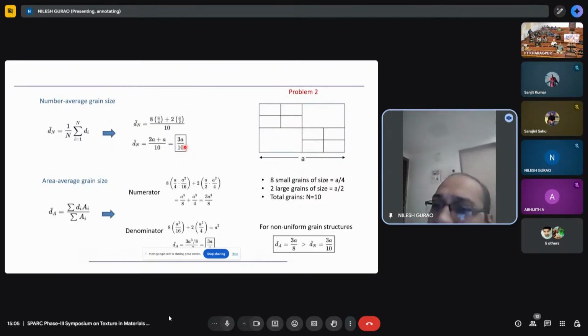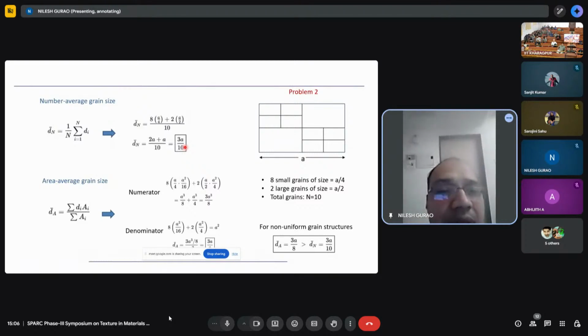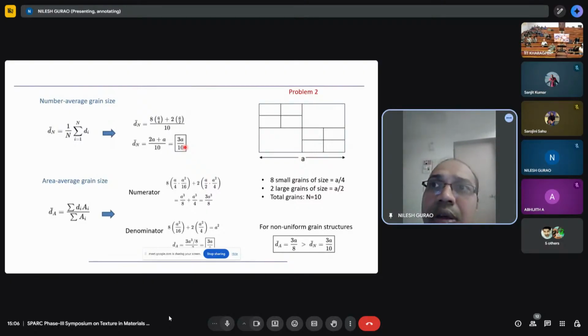These small grains, the small grains, what is the size of those grains? Can anyone tell me? It is A by 4, right? Agree or not?